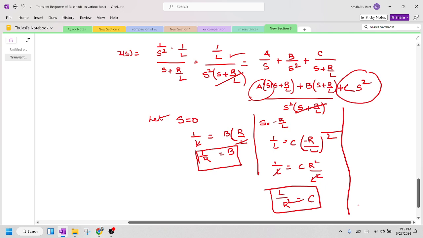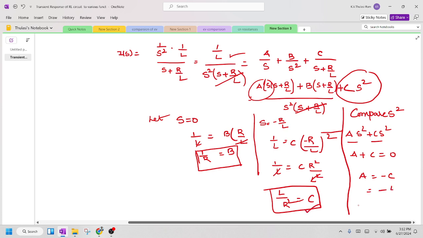Now let's try to multiply it. This is A s², C s². Compare the s² coefficients. When you compare these s² coefficients, this is A s², and you have C s². So when you compare these coefficients, the constants A + C = 0, therefore A = −C, and what is the value of C? Minus L/R² is the value of A.